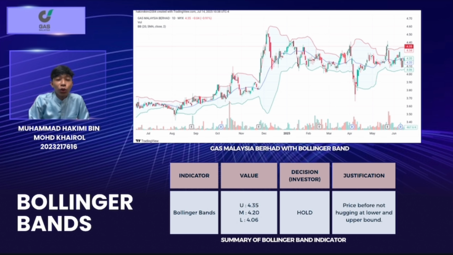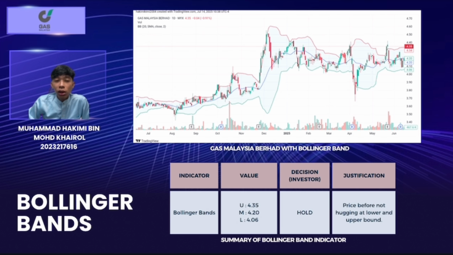This figure shows the Gas Malaysia Berhad daily price chart with the Bollinger Bands. As of 13 June 2025, the upper band is RM 4.35, the middle band is RM 4.20, and the lower band is RM 4.6. The current price is 4.2, sitting right at the middle band. This indicates a neutral zone with low volatility and no clear buying or selling pressure. The stock appears to be in a sideways consolidation phase.